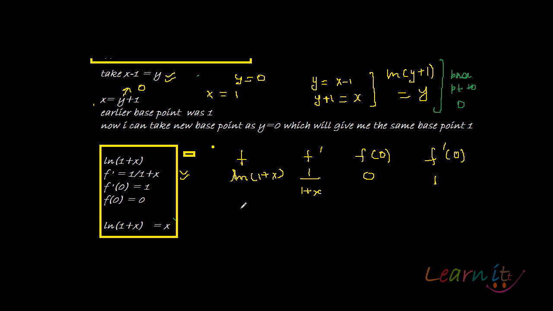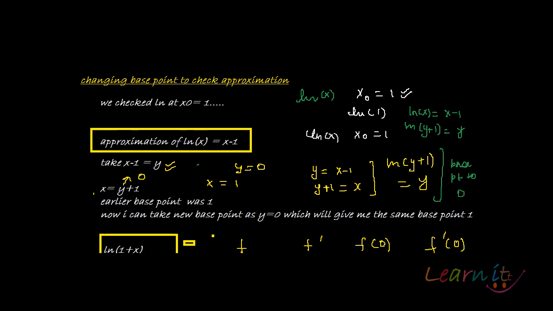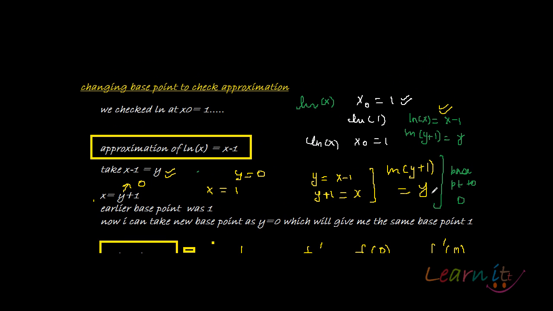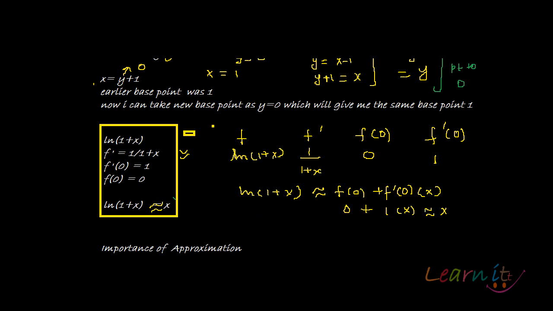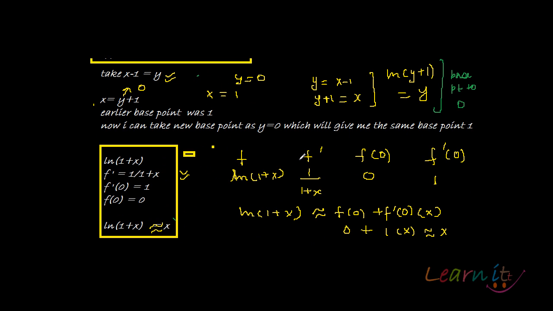So my approximation will be ln 1 plus x is approximately, not exactly equal, to f0 plus f dash 0 times x, correct? So that is equal to 0 plus 1 into x, which is x. So conceptually, here I just told you how you can shift things, and mathematically you just see how exactly you get the same thing.